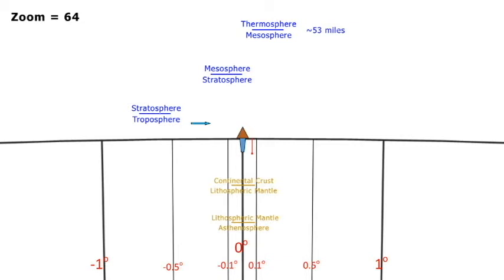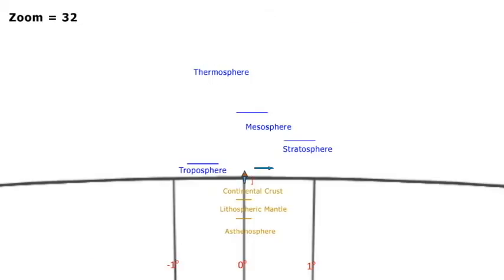But now what you can see here is the top of the mesosphere and the bottom of the thermosphere. The blue arrow is still the typical cruising altitude of a commercial jetliner. We still have Mount Everest, the trench, and the deep borehole. All right, now we're at 32 times.